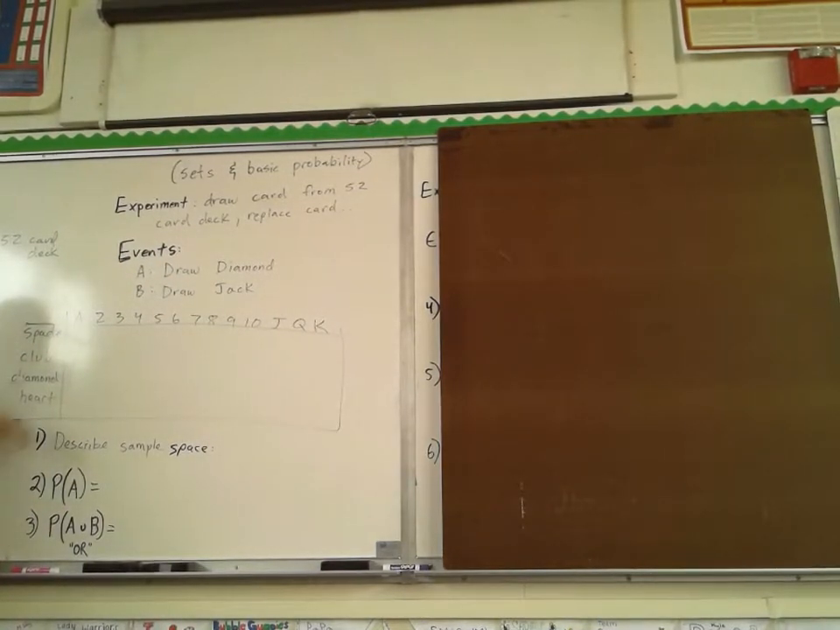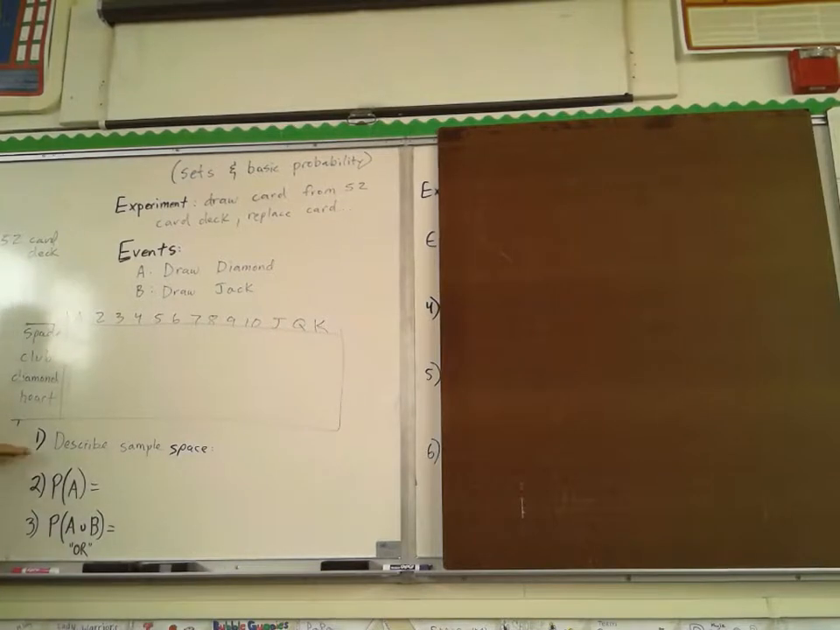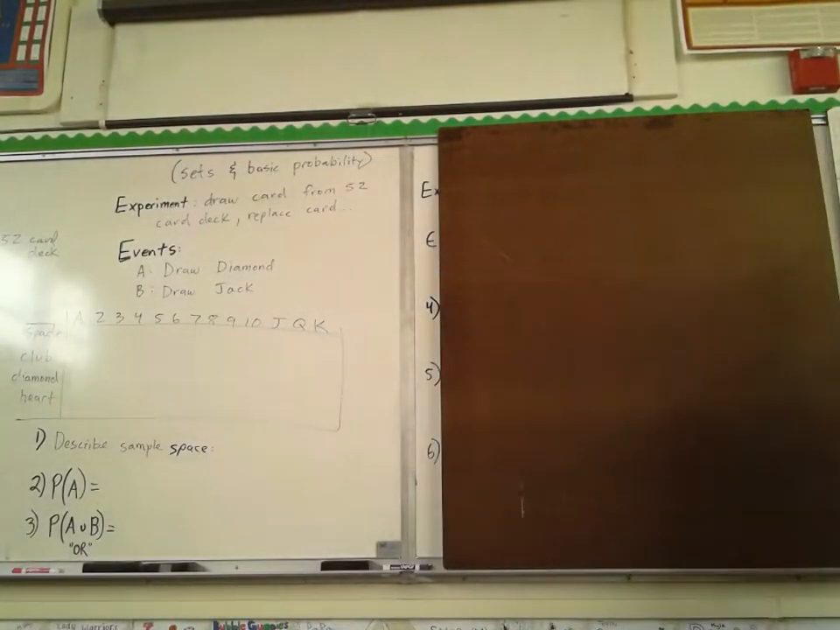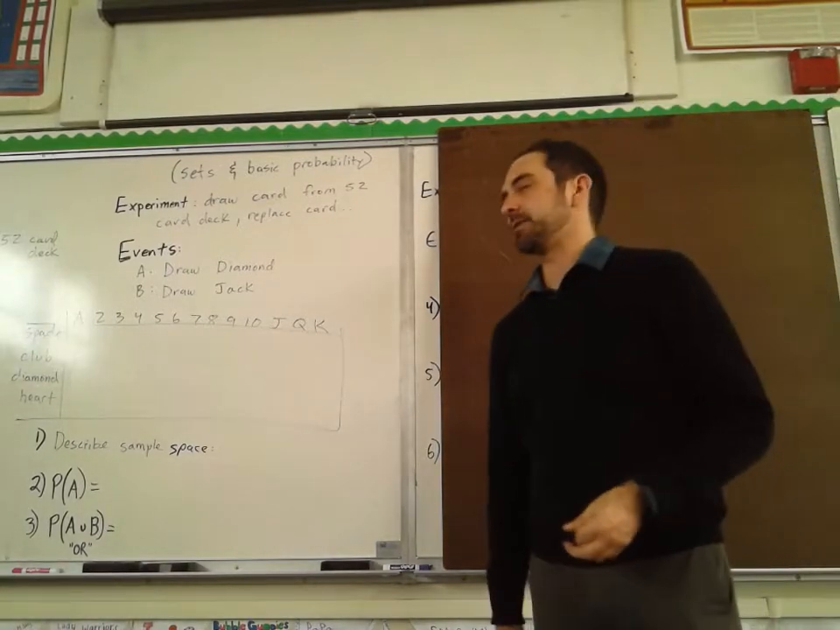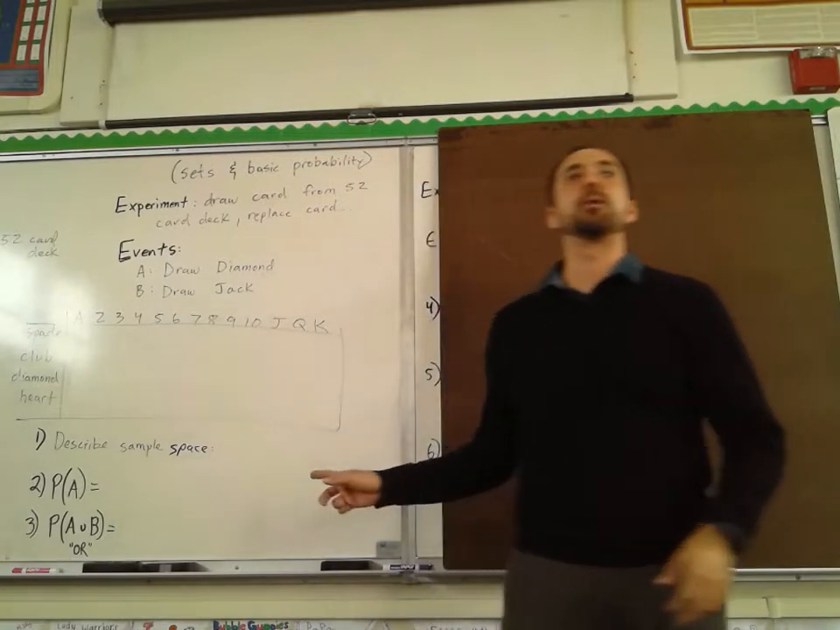Our two events. Event A is draw a diamond. Event B is to draw a jack. Okay. So first, describe the sample space. Actually, we're going to work independently. If you forgot what a sample space is, check with your neighbor. But what is a sample space? Just describe it. I didn't put brackets here because I don't expect you to write all of them out. And that's enough of a hint.